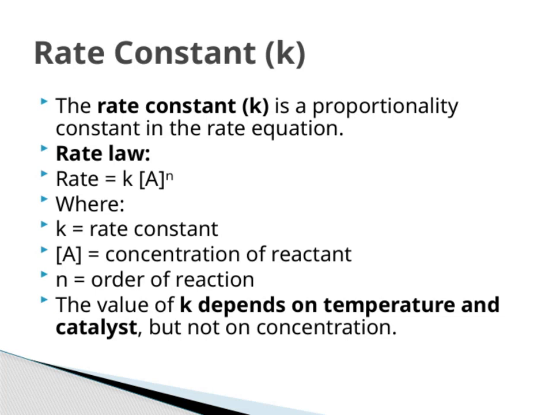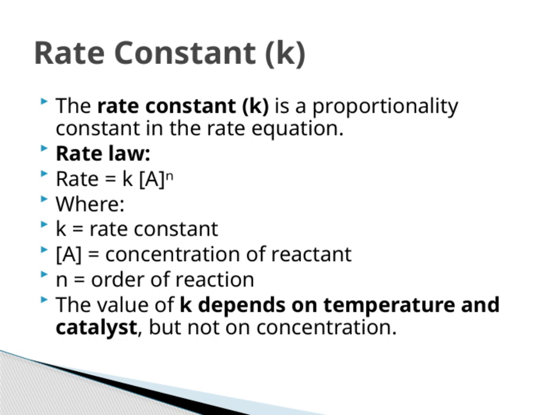Let's talk about the rate constant. Denoted as k, this is a proportionality constant in the rate equation, which helps us understand how quickly a reaction proceeds. The general form of the rate law is rate equals k times the concentration of reactant A raised to the power of n. Here, k is the rate constant, A is the concentration of the reactant, and n is the order of the reaction.